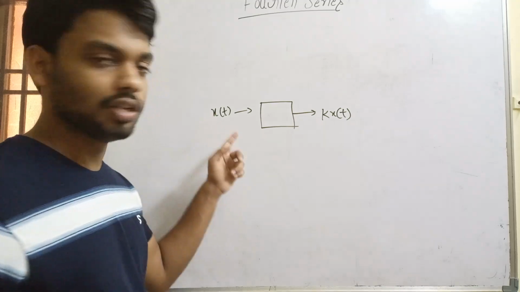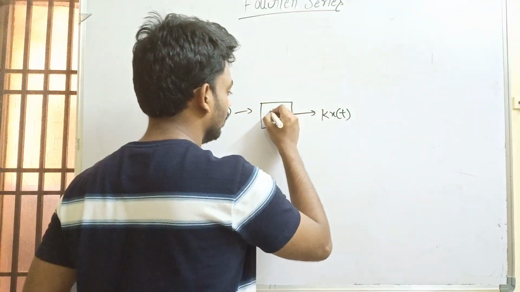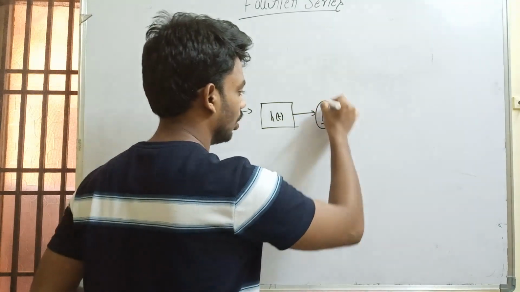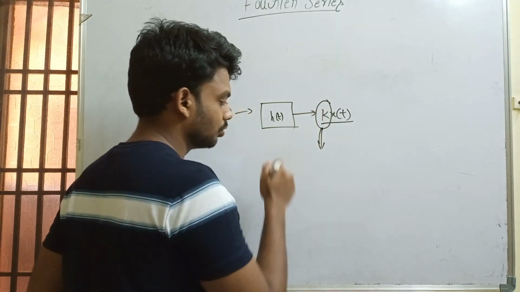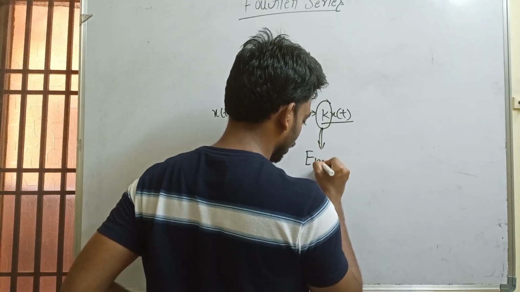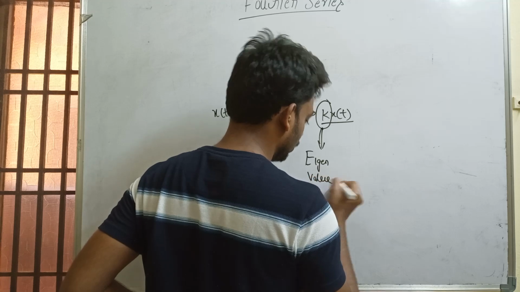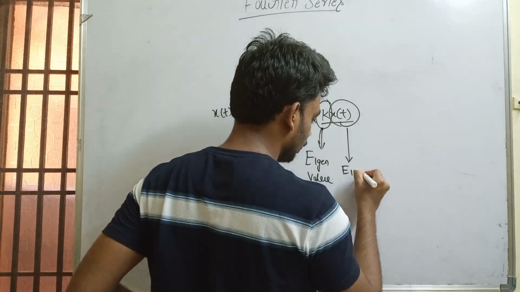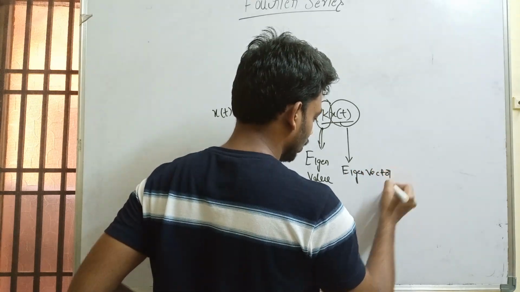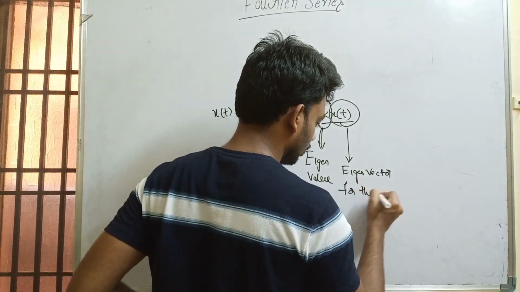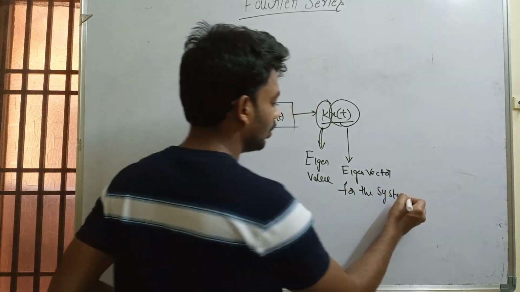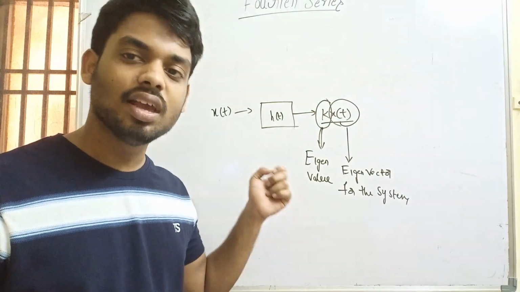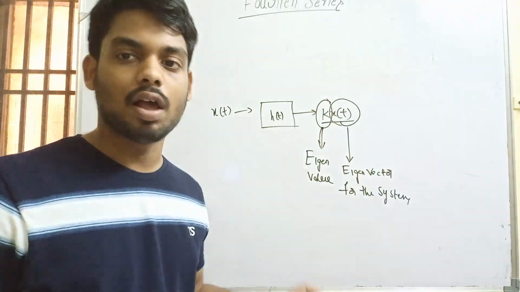Let's suppose we have a certain input x of t and a system with a random impulse response h of t, and the output is k times x of t, where k is a constant. This constant value is called the eigenvalue, and x of t is called the eigenvector for the system. If any function like x of t satisfies this criteria, then we will call x of t an eigenfunction and k an eigenvalue of the system.